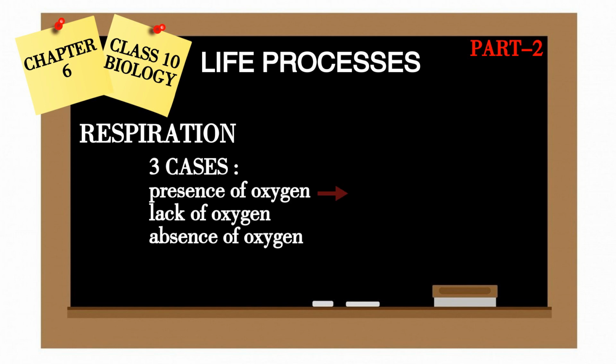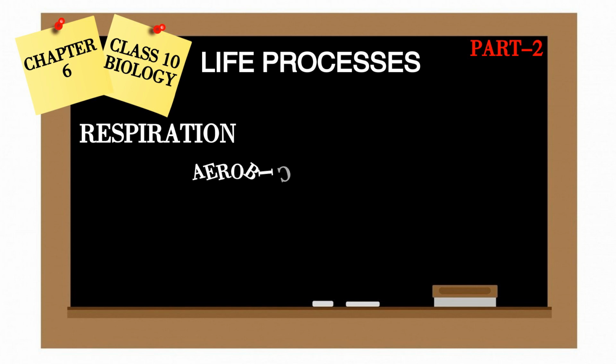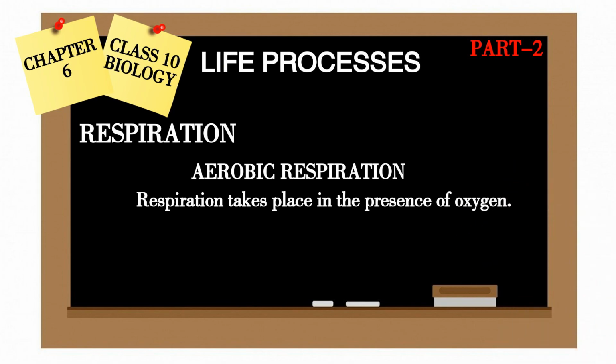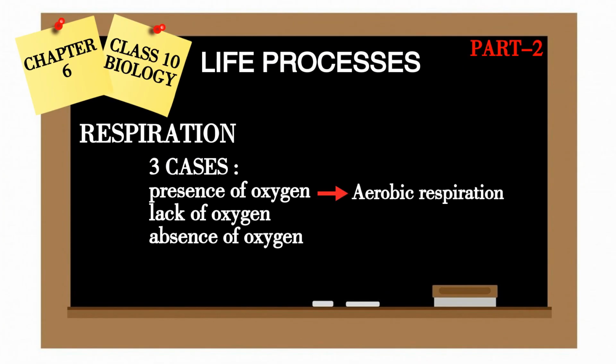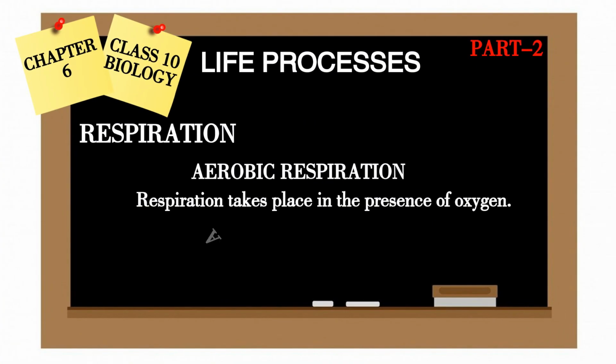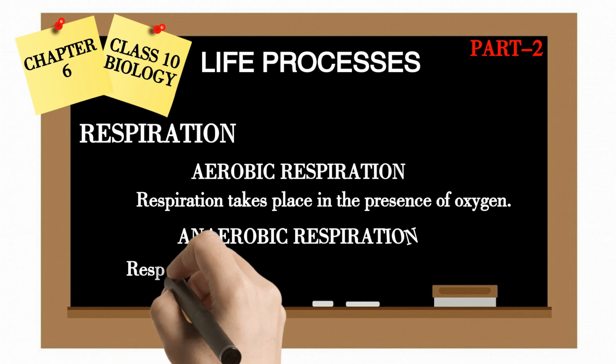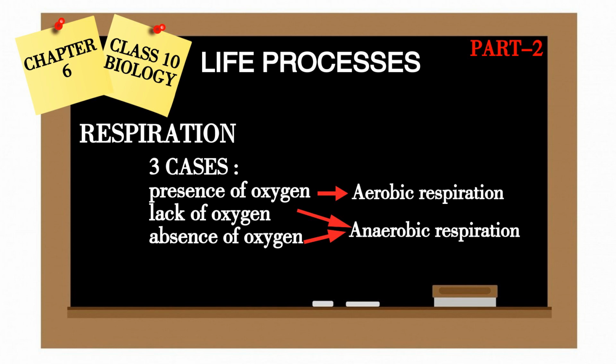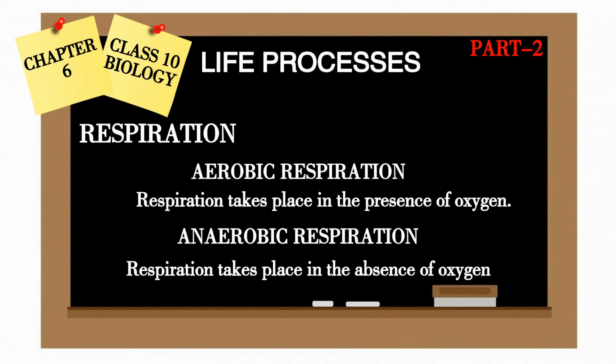Here we need to know about aerobic respiration and anaerobic respiration. Aerobic respiration: here the respiration takes place in the presence of oxygen. So we saw three cases, right? In that, in the presence of oxygen is aerobic respiration. Anaerobic respiration: here the respiration takes place in the absence of oxygen. In the three cases which we saw before, the second one and the third one, which are lack of oxygen and absence of oxygen, are a type of anaerobic respiration. Now let's see the three cases in detail.